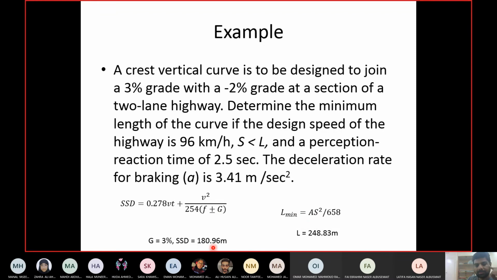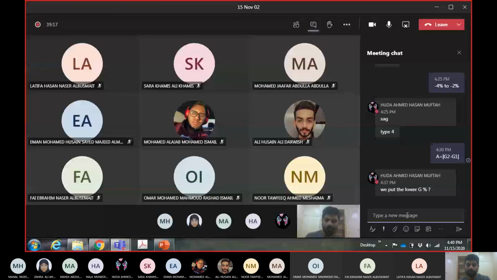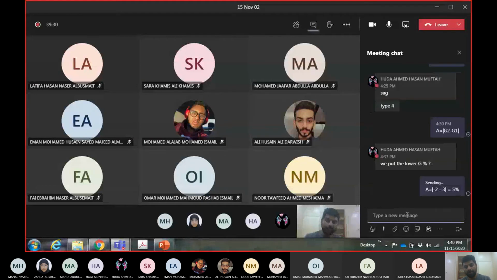So S is what you have calculated. How much is A? The absolute difference in gradient. So G2 minus G1. G2 is -2, G1 is 3. So -2 minus 3 is -5, and then you take the absolute, so you will get 5. See here, it will be G2 minus G1. G2 is -2 minus G1, which is 3. You will get -5, and then you take the absolute, you will get +5.